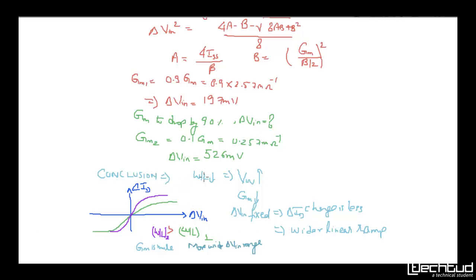So these are the conclusions. When W by L reduces, V overdrive increases and GM decreases. For the same fixed delta V in change, the delta ID change will be less. Also, it will support a wider linear range. So more delta V in will be required for the same drop in transconductance.